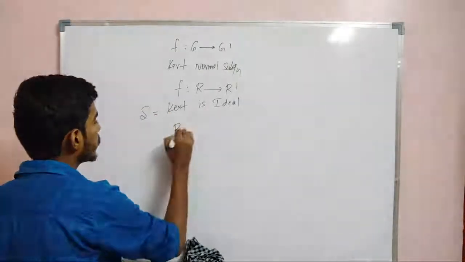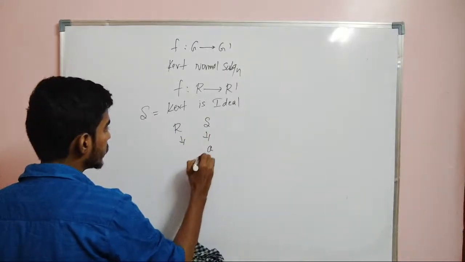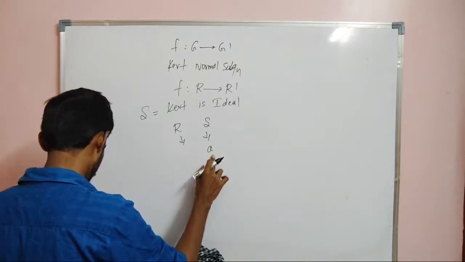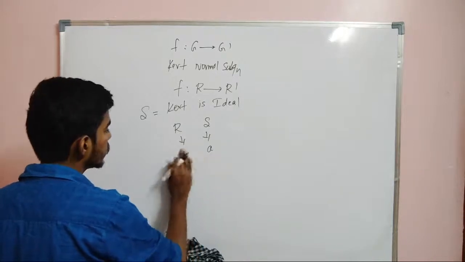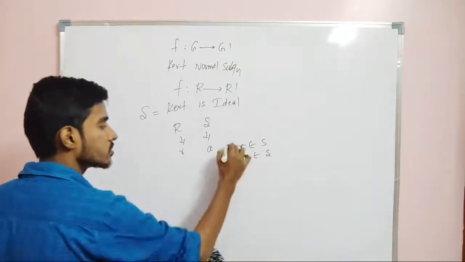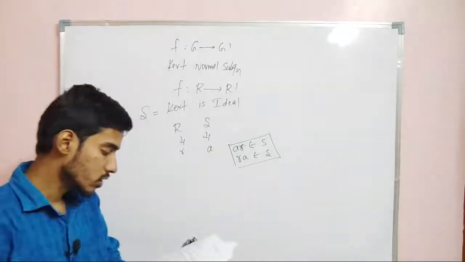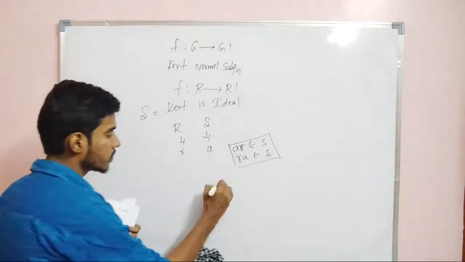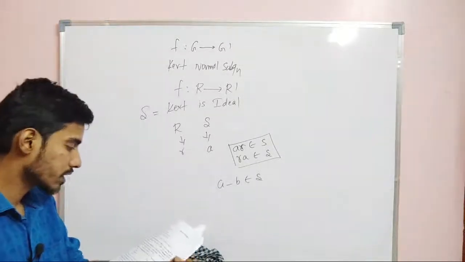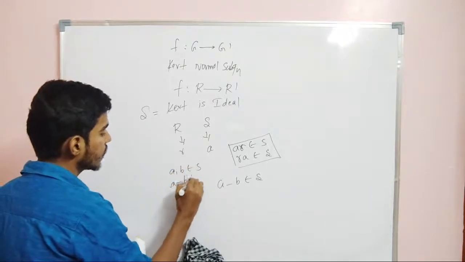So you just take one element from here, one element from here. Let us take an element A, and let's take an element R, right? So we need to prove AR belongs to S and RA belongs to S. This proves that it is a left ideal as well as a right ideal, and then we need to check it is a subgroup, right? So for a subgroup, what you need to do is the one step test: A minus B belongs to S. So you just take A, B belongs to S, and you just say A minus B belongs to S.